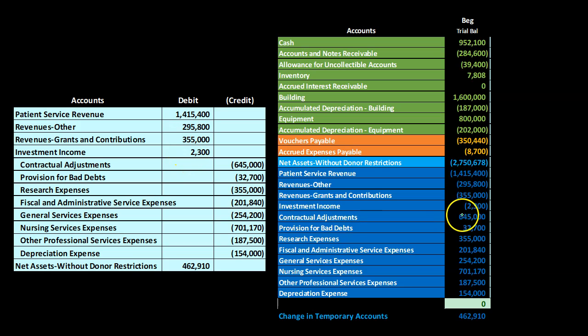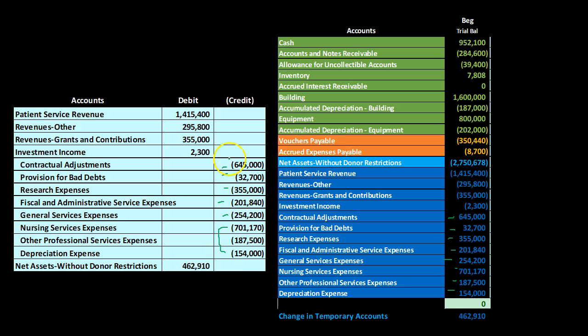Then we're going to go to the expense items. The expenses all have debits in them, such as the contractual adjustment. We will then credit it to make it go down to zero. We see that the provision for bad debts has a debit in it. We will credit it to make it go down to zero. We have the research expense with a debit in it. We will credit it to make it go down to zero. We have the fiscal and administrative service with a debit in it. We will credit it to make it go down to zero. The general service expenses have a debit in it. We will credit it to make it go to zero. And then the nursing, the other professional services, and the depreciation, I got a little tired of that, all have debits. We will then credit all of them.